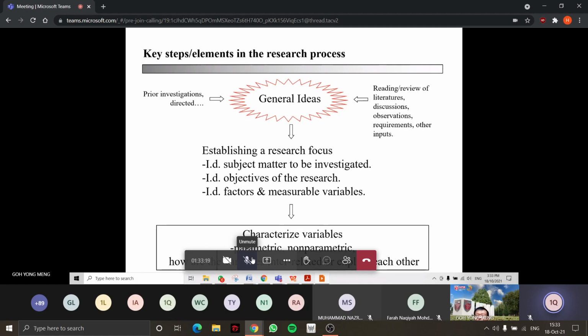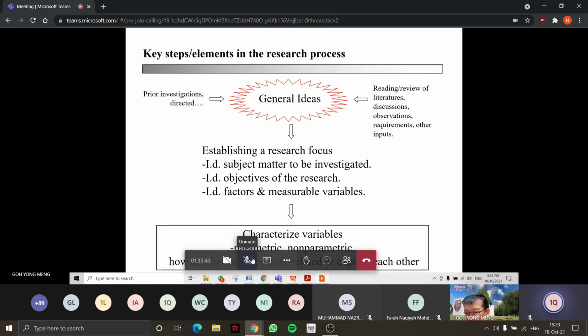Likewise, you can also do it for your particular topic based on journals. Okay, journals published for that particular area. So all this will give you ideas. Once you have an idea, then you establish a research focus.